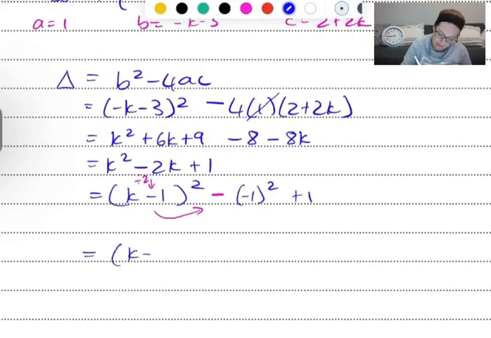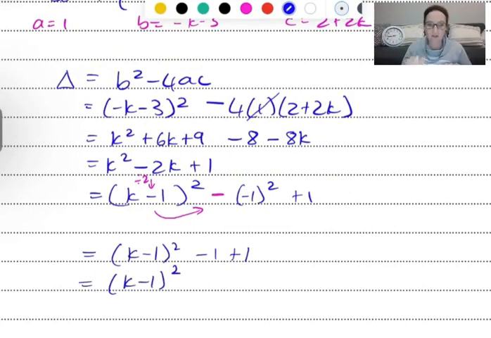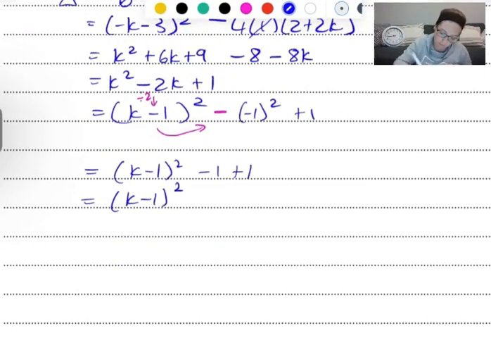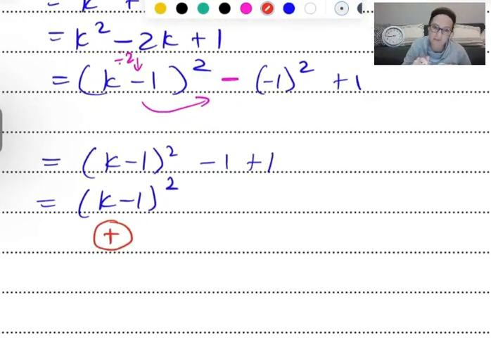In this case, I've got k minus 1 squared minus 1 plus 1, and so I end up with k minus 1 squared. Now what you need to know about a bracket squared, the reason I go to this point, is because it doesn't matter what my value for k is, this bracket is never going to be negative. It's either going to be 0 or it's going to be positive. So it's a squared bracket. So even if k is minus 100, minus 100 minus 1 squared becomes a positive number.